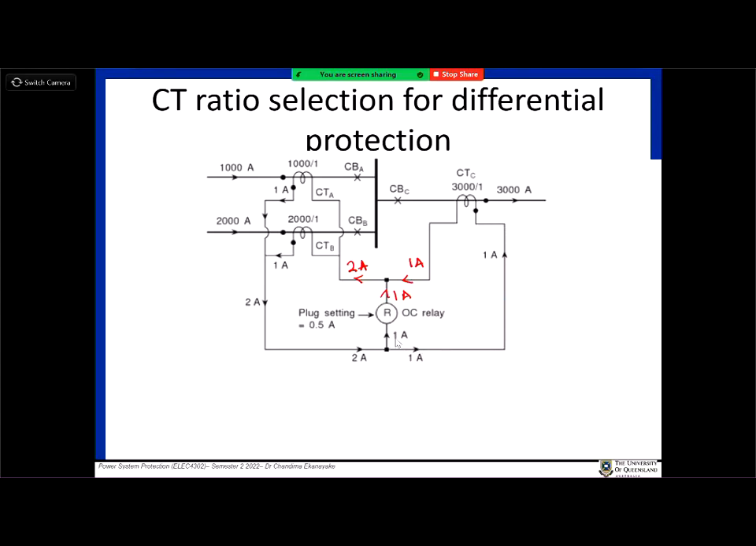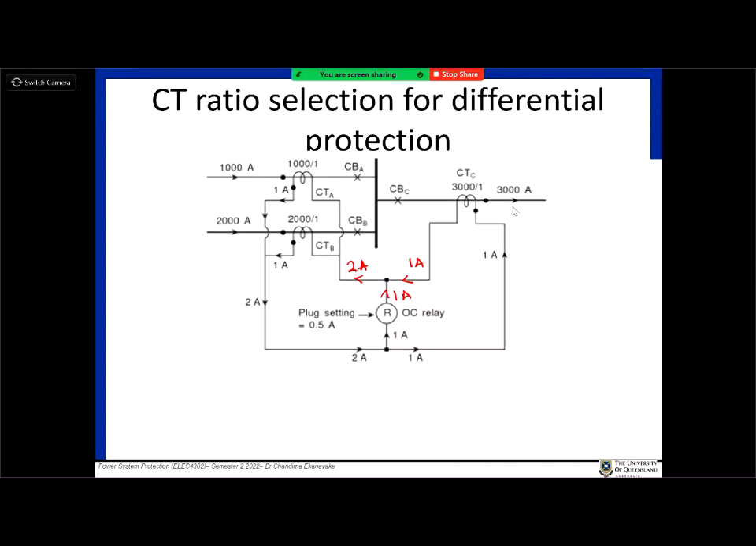Now 2 amps is coming through this one, and in this configuration 1 amp is coming. So what happens to the rest? This is 2 amps, this is 1 amp, therefore 1 amp is going through the relay. If your relay is set to a plug setting of 0.5 amps, then definitely the relay will operate. That shouldn't operate, right? That is the problem here. So it is not advisable to use the line ratings to select the CTs.